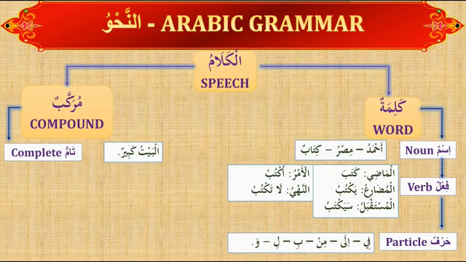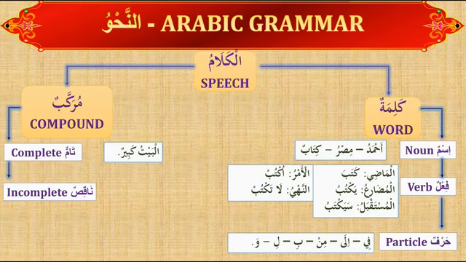The second type of murakkab is naqis. It refers to a phrase or part of a sentence. It does not convey a complete meaning. Example, قلم المدرس, the teacher's pen.